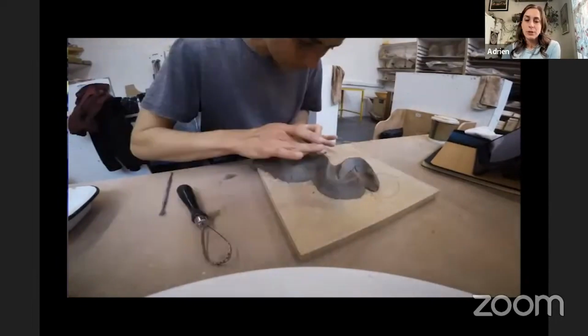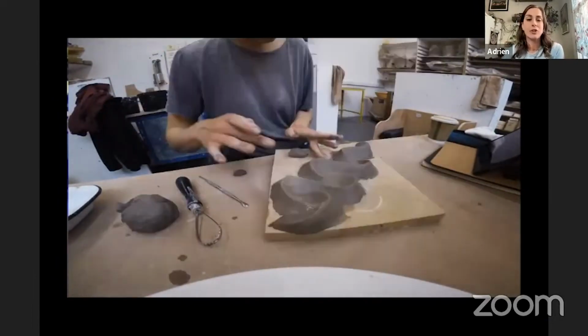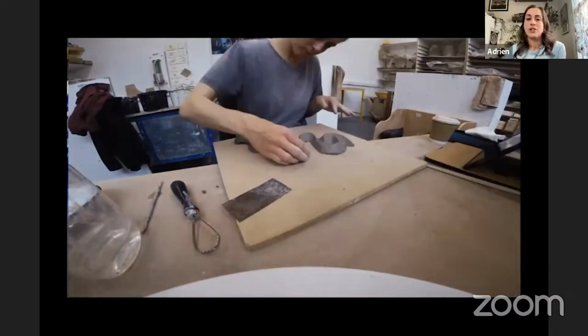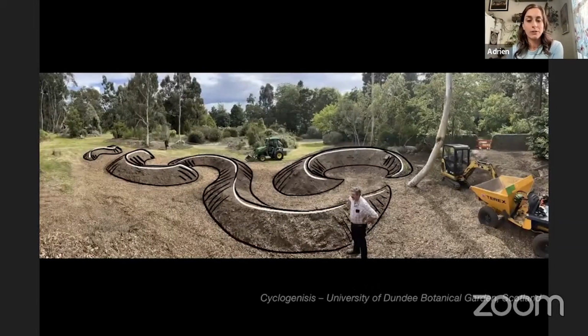And here I am in their ceramic studio at the University of Dundee, iterating a clay version of what that cyclogenesis formation looks like, which is really damaging to the landscape in the sense that whole forests have been blown down by the intensity of these storms. So you can see the timber, the massive power that is happening to see wood break like that is just incredible.